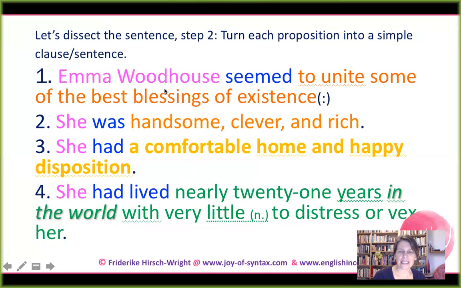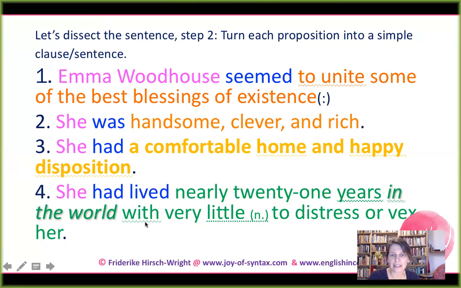So Emma Woodhouse seemed to unite some of the best blessings of existence. She was handsome, clever, and rich. She had a comfortable home and happy disposition. She had lived nearly 21 years in the world with very little to distress or vex her. And when you look at this, the scraggly underlining indicates the head of the phrases. And this dotted underlining here indicates the head of the noun phrase that's contained in the prep phrase.